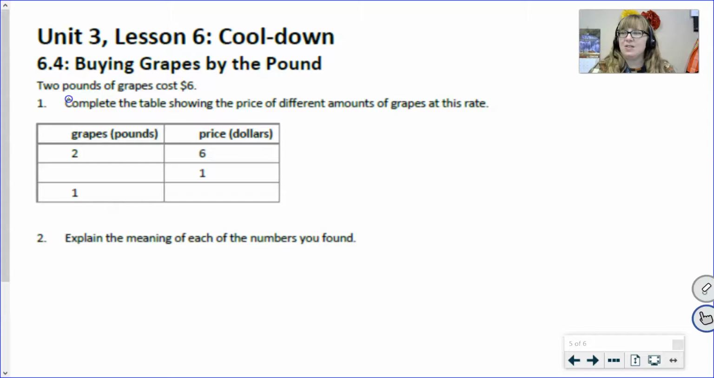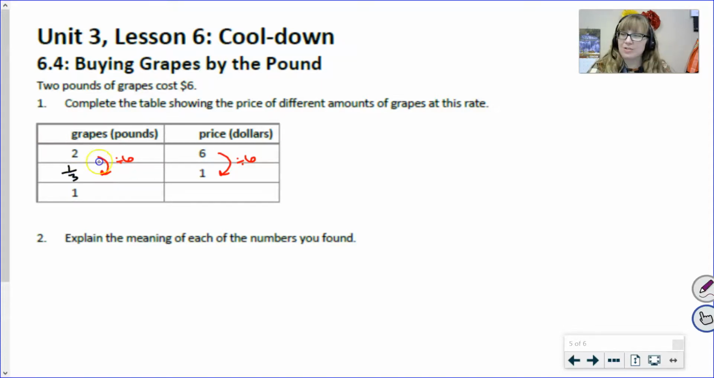Here it says 2 pounds of grapes cost $6. So I see that started in the table. 2 pounds, $6. What if I wanted to know how many pounds I can buy if I have just $1? So we ask that question, how does a 6 change to a 1? We divide by 6. So I'll need to do the same thing here. 2 divided by 6 is, plug it into your calculators, 2 divided by 6, fractions are friends, so 1/3.